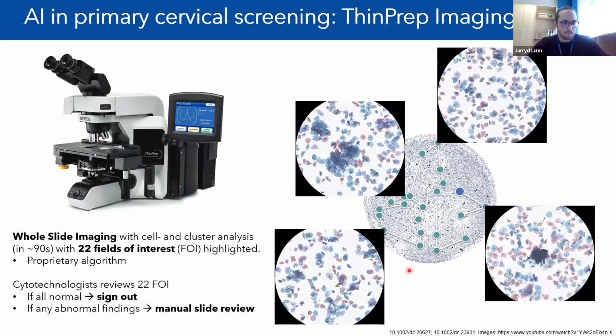systems. The one that is most known, I think, to us in South Africa, and the one I've chosen to look at is the ThinPrep imaging system, which is a whole slide imager that selects 22 fields of interest in approximately 90 seconds of scanning. The cytopathologist then reviews all 22 of those. If all 22 of those fields are considered normal, the case may be signed out. If abnormal, those slides will then undergo manual review.